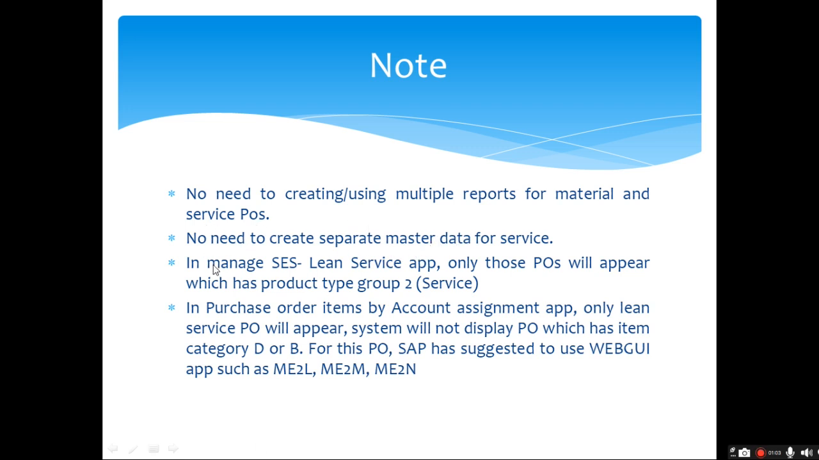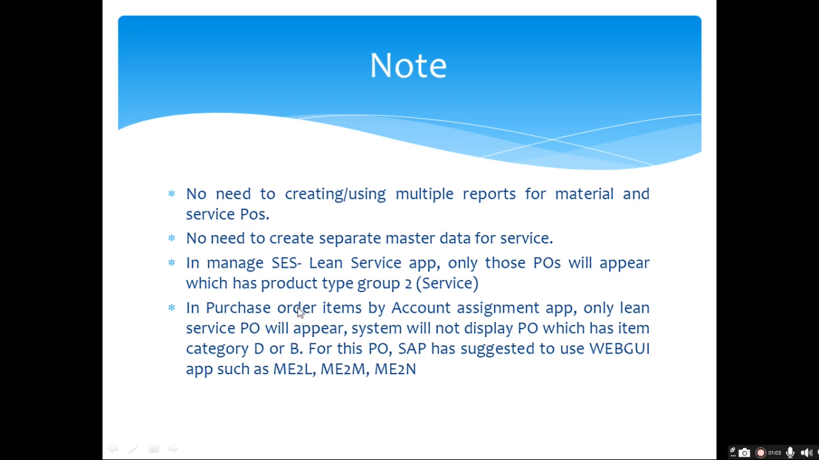And as we already saw, in the Manage Service Entry Sheet app, only lean service POs will appear. The service POs which have item category D, those regular service POs, will not be available in the lean services application.